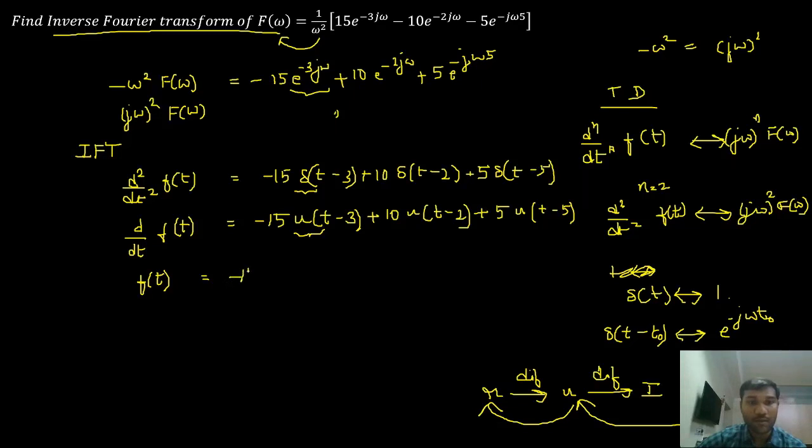So minus 15 ramp r of t minus 3 plus 10 r of t minus 2. The ramp function is just represented by r, right? Denoted by r. Then 5 r of t minus 5. So this is my f of t. So this is how we can find the inverse Fourier transform of the given signal.